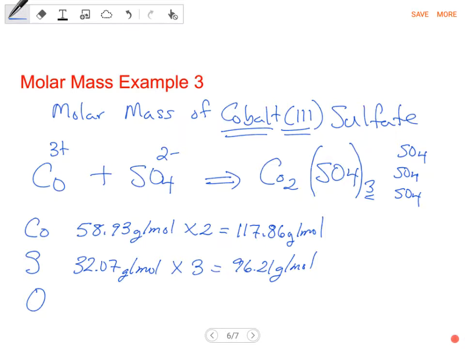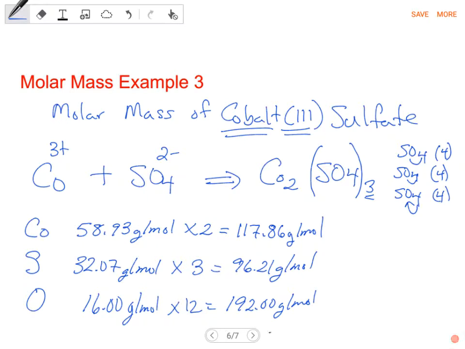Now, how many of those do we have? Well, if you look, I have 4 of them here. I have 4 of them here. And I have 4 of them here. In my opinion, we have 12. 16.00 grams per mole times 12. That's going to give you 192 grams per mole. If we add that all up, it's going to give us a pretty big number. 117.86 plus 96.21 plus 192 should be 406.07.